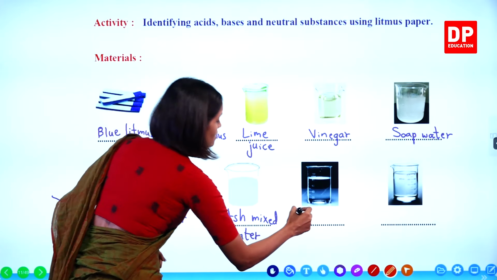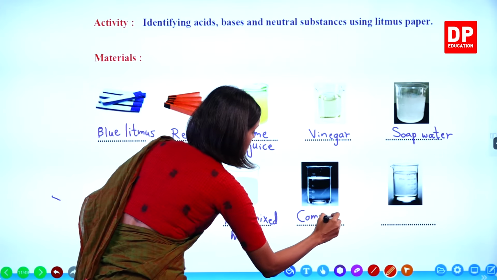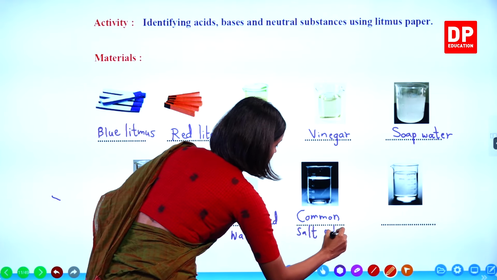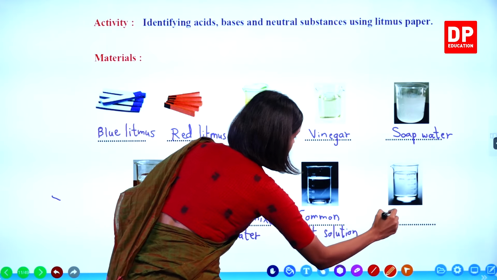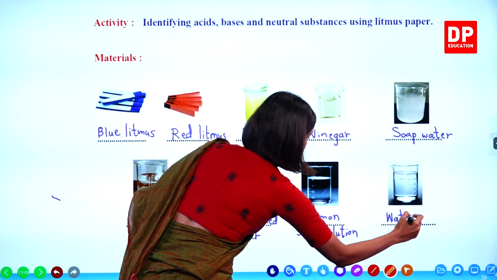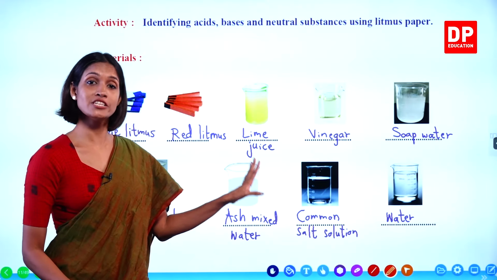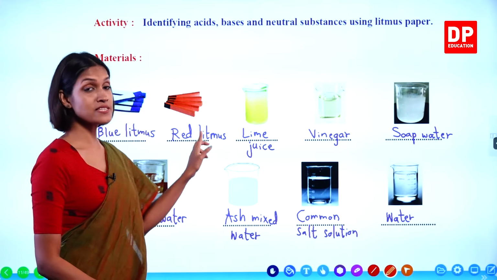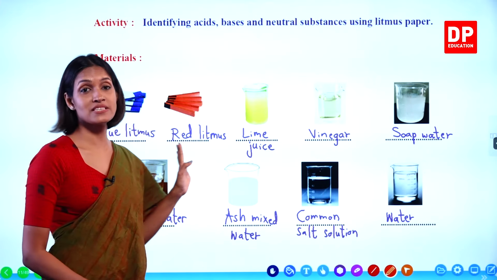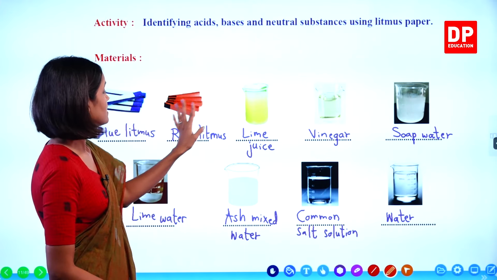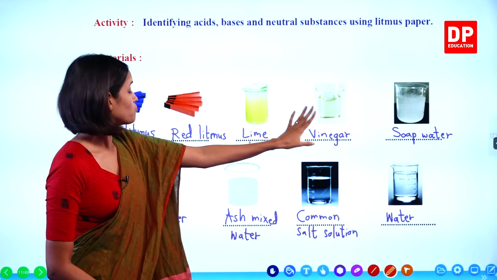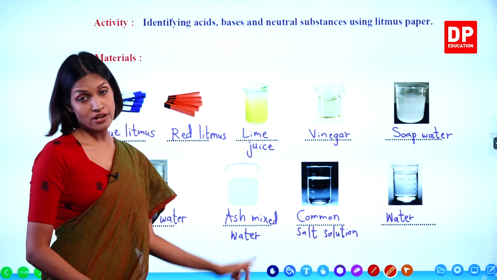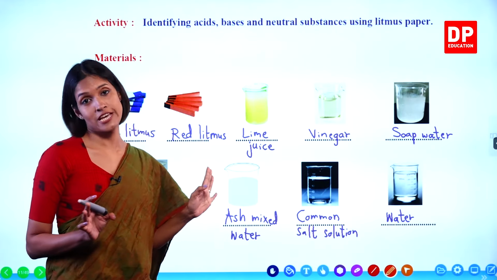And then finally we need common salt solution, and some water. So common salt solution and water come in under neutral substances. So what do we need? Blue litmus, red litmus. We are going to use this blue and red litmus as our indicators, right? Lime juice, vinegar, soap water, lime water, ash mixed water, common salt solution and water. We will see how to do this activity now.